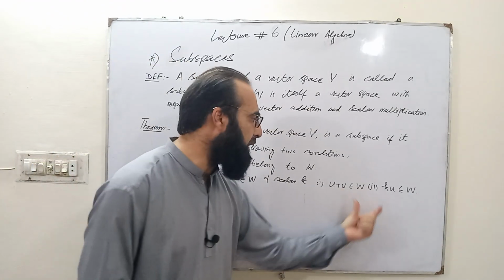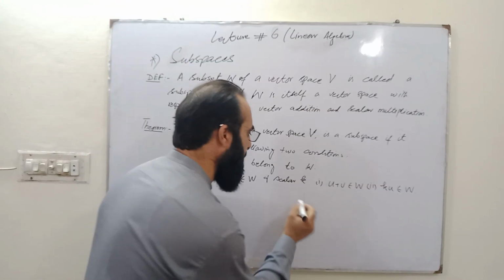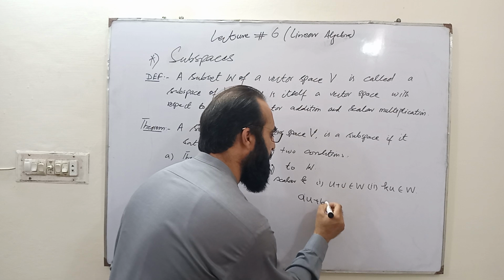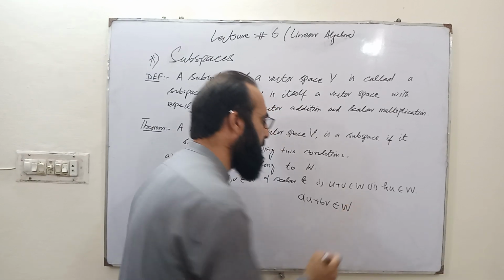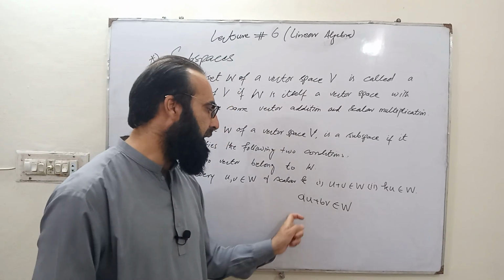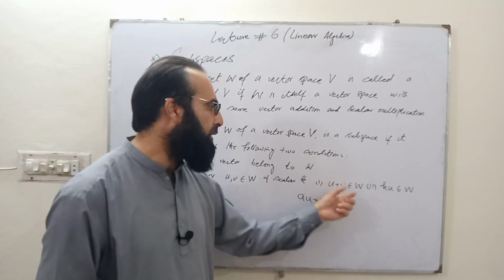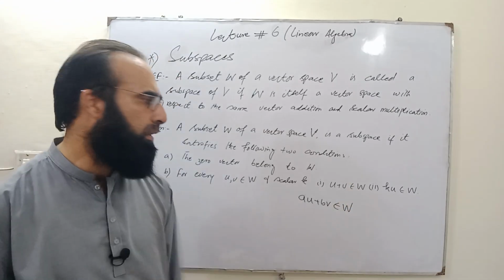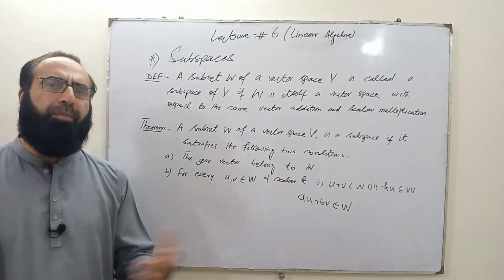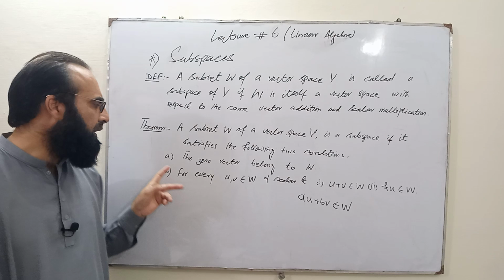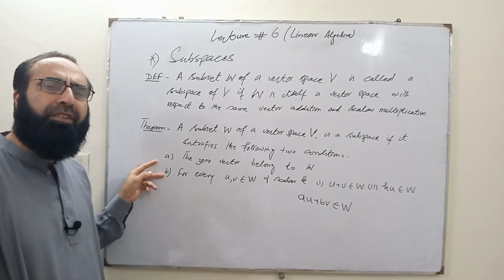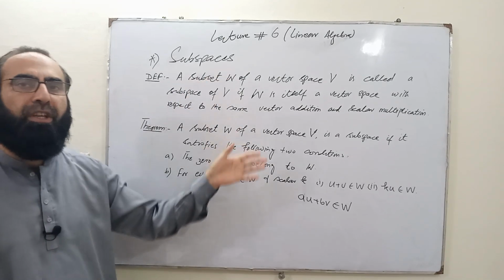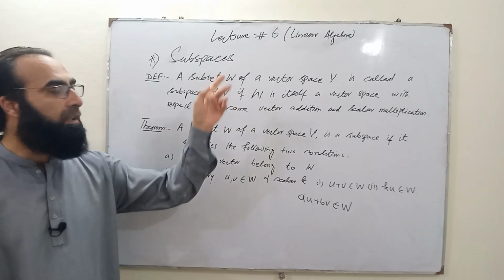Instead of these two conditions, you can also check a u plus b v belongs to W for every scalar a and b. These two conditions and this one, these are equivalent conditions. So for a subset, we will check only these two conditions instead of all those 8 conditions which we have discussed in the previous lecture of linear algebra.